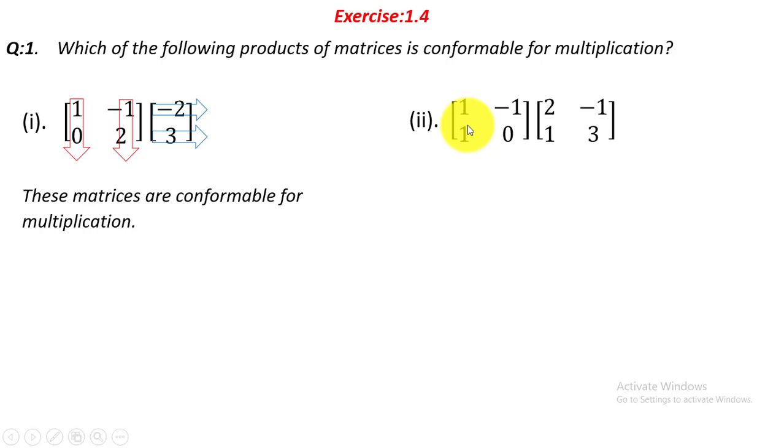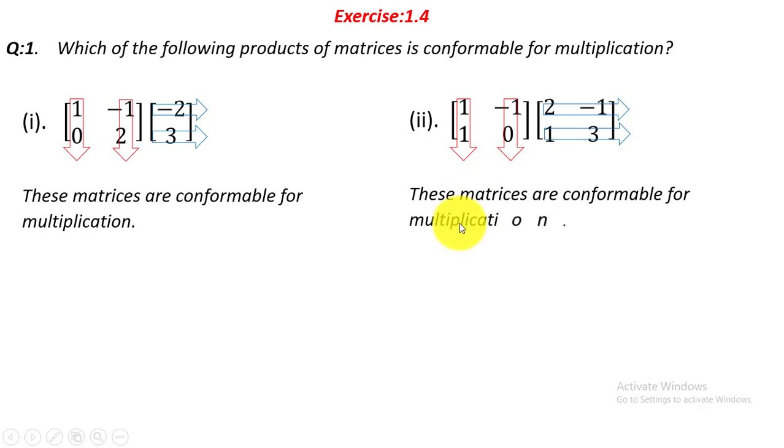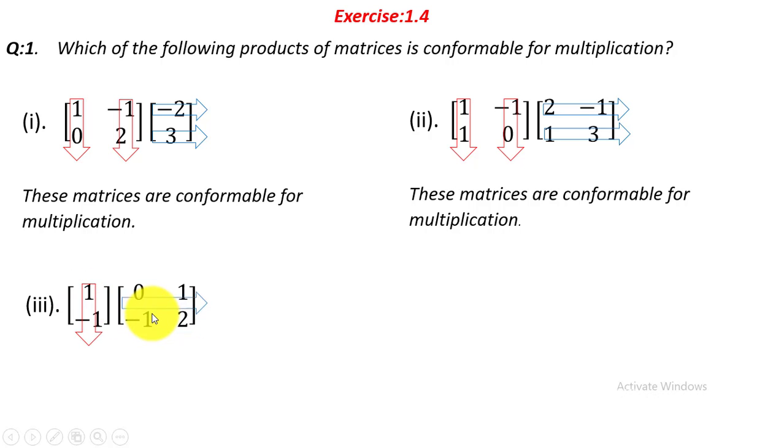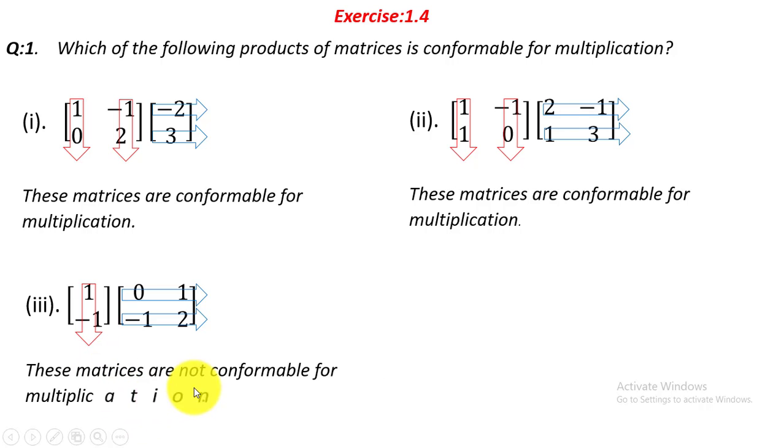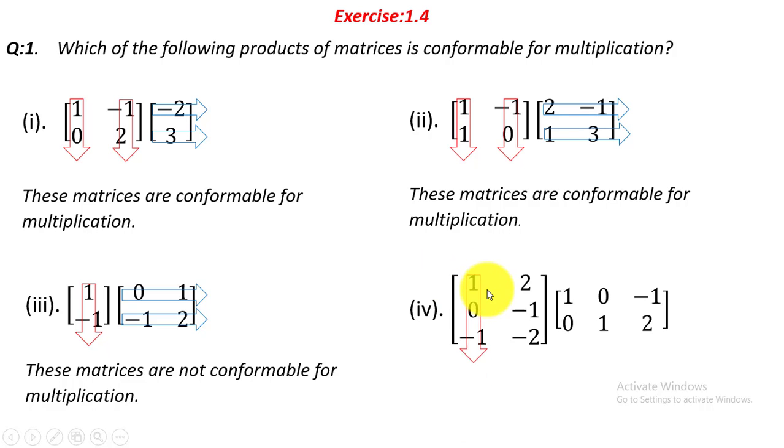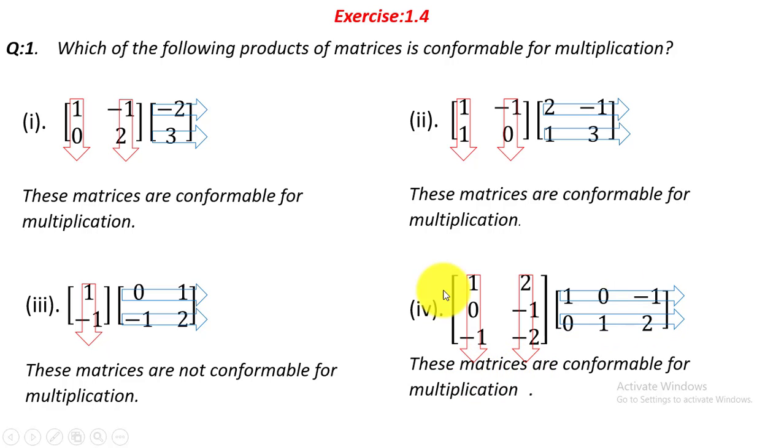In the next, the first matrix has two columns and the second matrix has two rows. These matrices are conformable for multiplication. In the next, the first matrix has one column and the second matrix has two rows. These matrices are not conformable for multiplication. In the last, the first matrix has two columns and the second matrix has two rows. These matrices are conformable for multiplication.